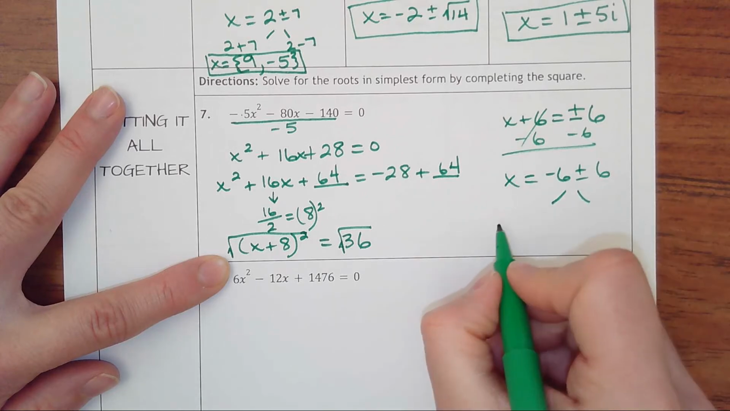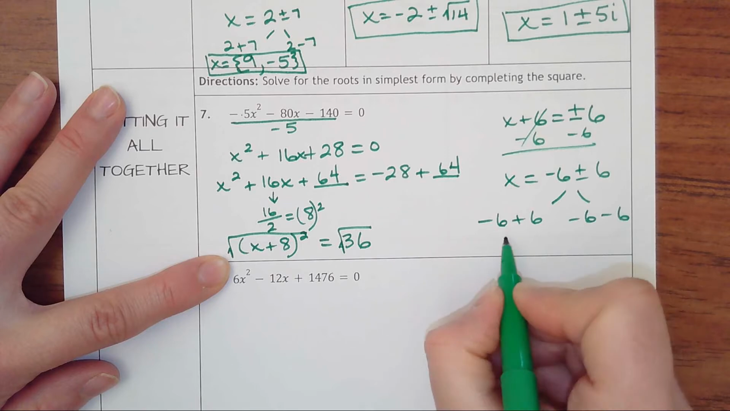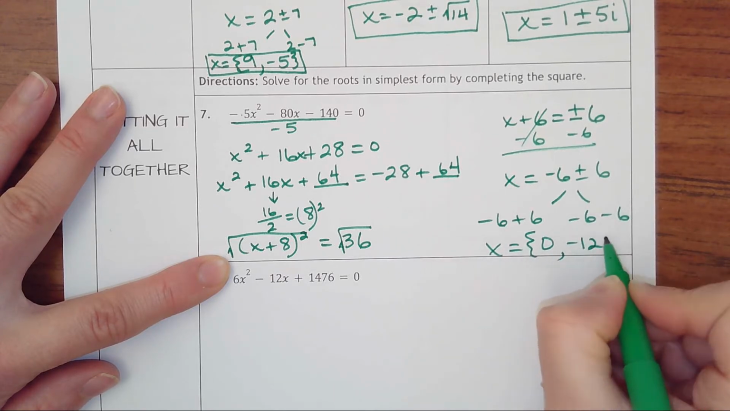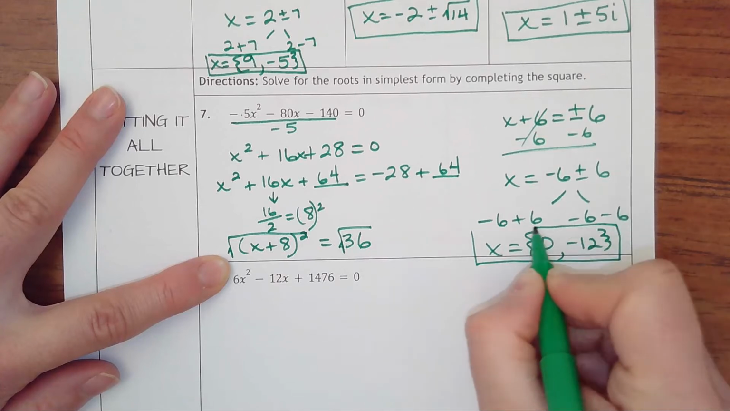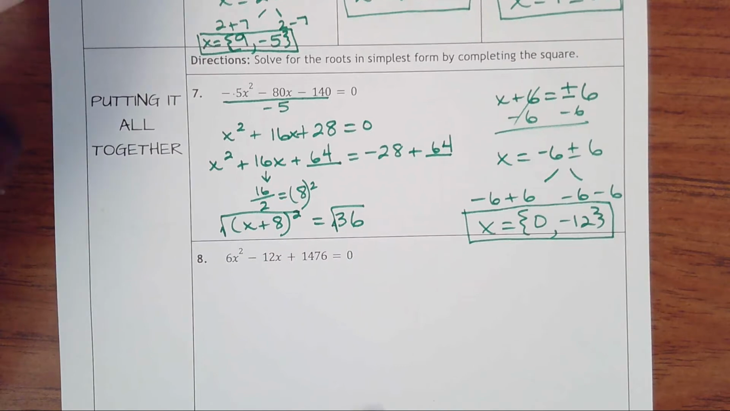I want you to get two answers. One's going to be negative 8 plus 6. One is negative 8 minus 6. So that gets negative 2 and negative 14. Again, these are finding the solutions or the roots or the x-intercepts of a graph.